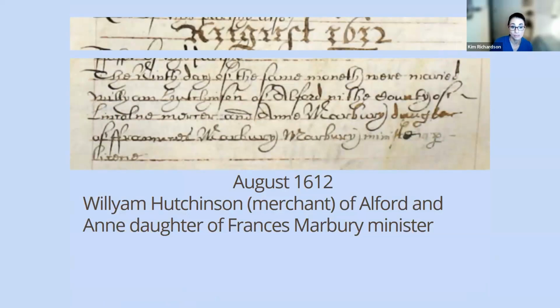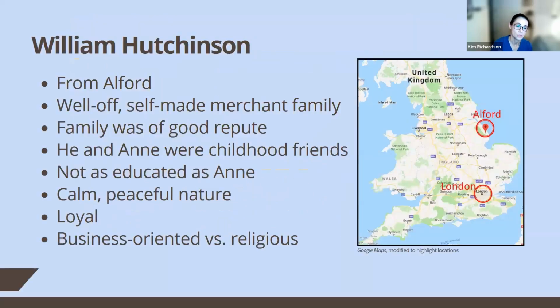But it says that she married in August 1612 to William Hutchinson, who was a merchant of Alford, which is exactly Anne's hometown. That's where she was from. That she was the daughter of Francis Marbury, who was a minister. So this is identified that I have the correct Anne Marbury. And it's told me who she married, what her husband's occupation was, and that he was also from Alford. They grew up together. They were childhood friends.